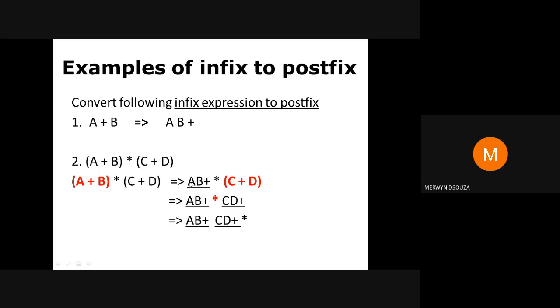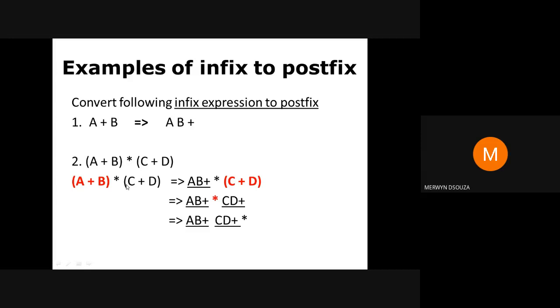Now, to show that I have finished solving this part, I have underlined it. I've solved this part of the expression, and it is already in postfix form: AB plus. What is not solved is this part in black here. What is there in black? Multiply, open bracket, C plus D, close bracket.